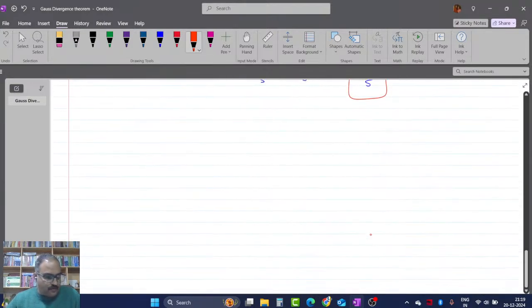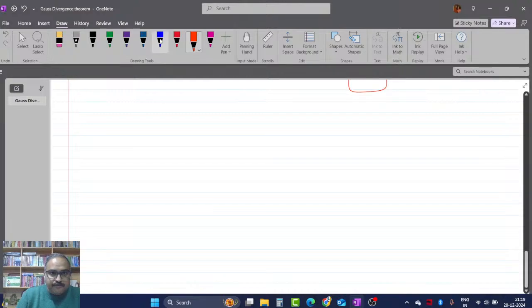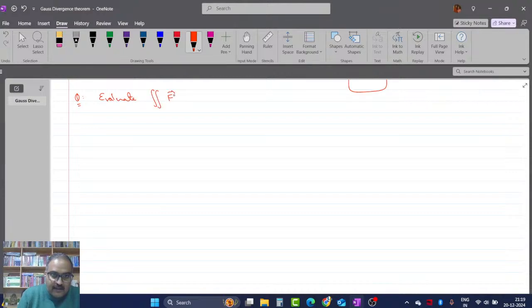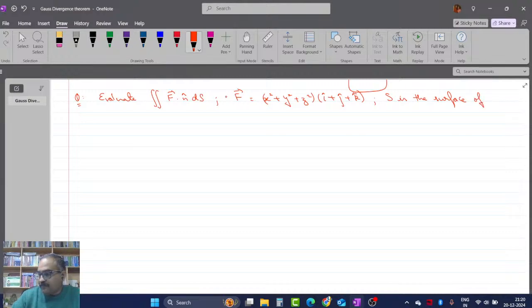Now coming to the next question, that is a question of tetrahedron, and the question is basically: evaluate the surface integral of F vector dot n cap into dS, where F vector is equal to (x square plus y square plus z square) into i cap plus j cap plus k cap. S is the surface of tetrahedron.